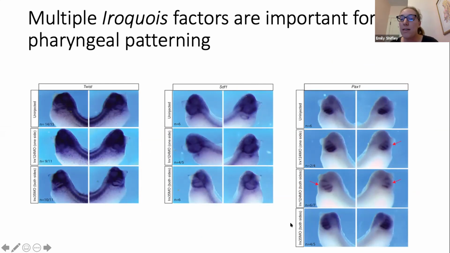But with PAX1, which is marking the endodermal pouches of the pharynx, I could see reductions of the gene in embryos on both sides if I injected both sides, and just the one side if I injected into one side. So I think sectioning the embryos and doing one-sided injections will help our preliminary data look better and be more clear.